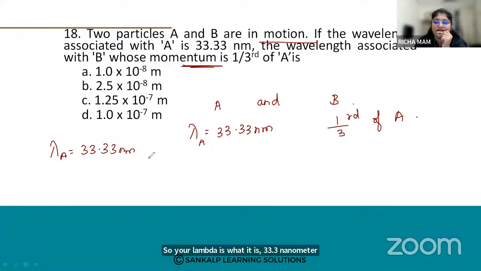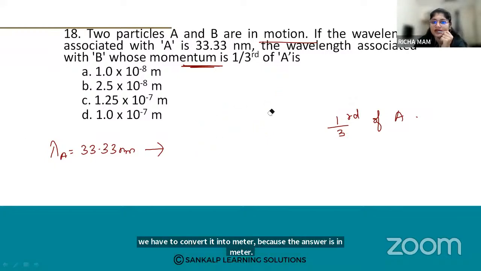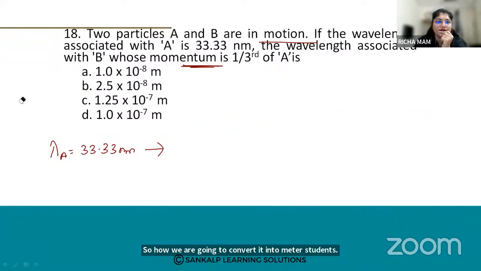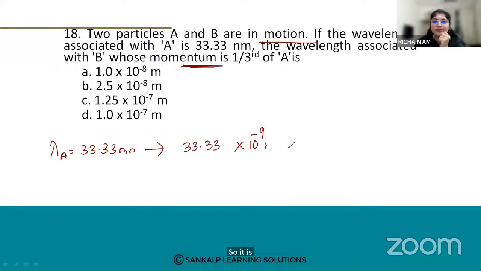So we have to convert it into meter because the answer is in meter. How are we going to convert it into meter, students? When you are converting from nanometer into meter, you have to multiply by 10 raised to minus 9. So it is 33.33 into 10 raised to minus 9 meter.